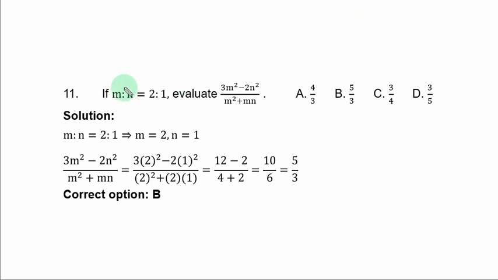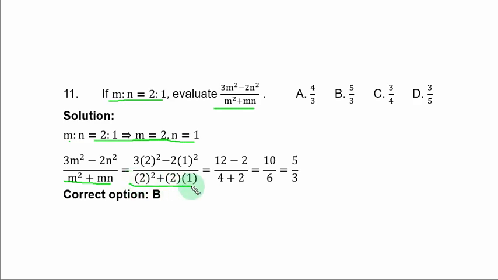Question 11. If m ratio n is equal to 2:1, evaluate (3m squared minus 2n squared) over (m squared plus mn). By the given ratio, it implies that m is equal to 2 and n is equal to 1. So in the algebraic fraction, where you have m, you replace m with 2, you replace n with 1, and you have this step.